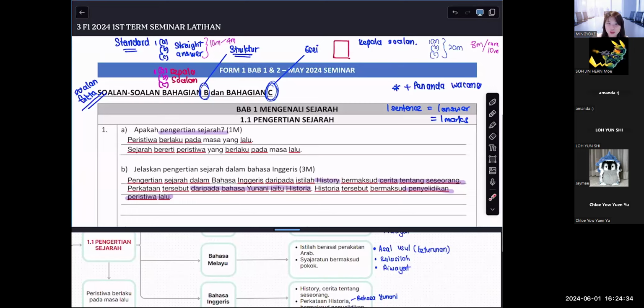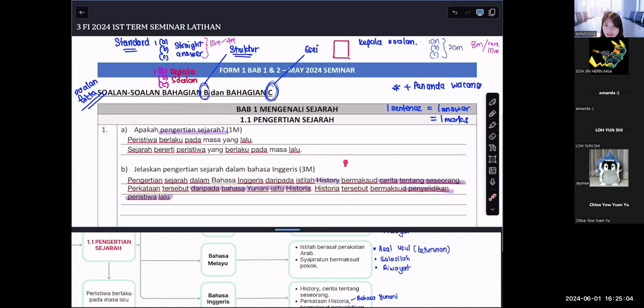Okay, now, guys, you see, you have to have kepala soalan, you see here, kepala soalan. Then you put your answer. Best is, if the answer is long, your teacher will always prefer you to write 1 sentence, 1 answer, 1 mark. Meaning, like this, full stop. Then another one, full stop. Then another one, full stop.